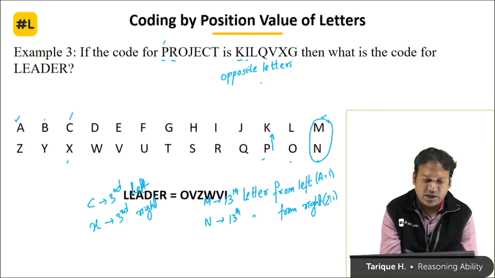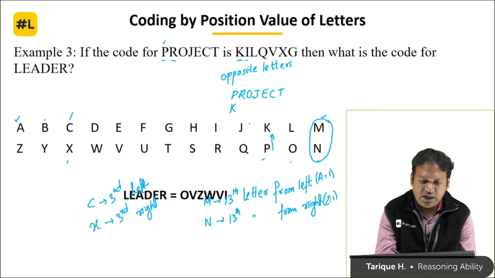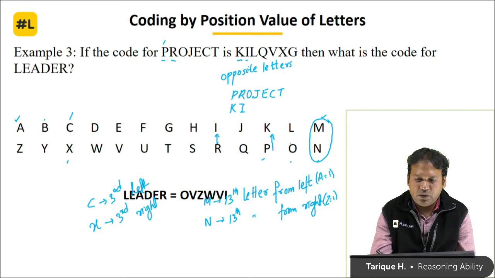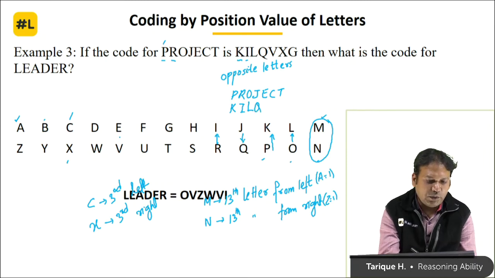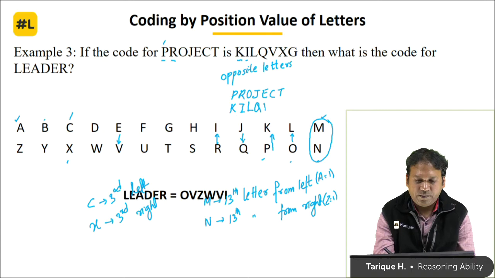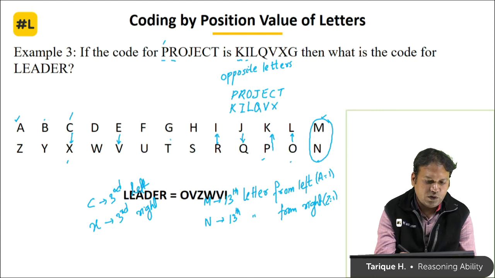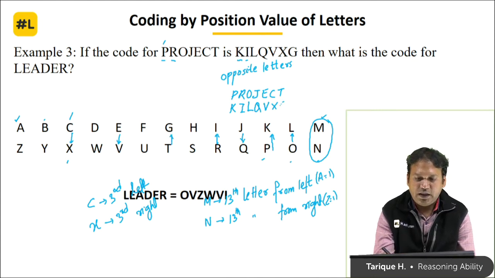If I write the word project and find out: opposite letter to P is K, opposite letter to R is I, opposite letter to O is L, opposite letter to J is Q, opposite letter to E is V, C opposite is X, and T. What is the opposite letter to T? T opposite is G. That is how we get the code.